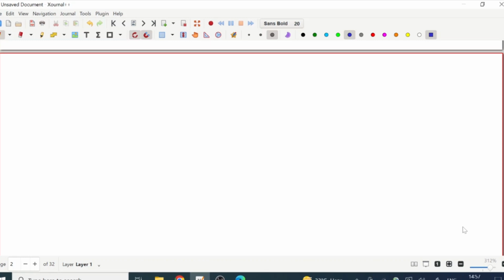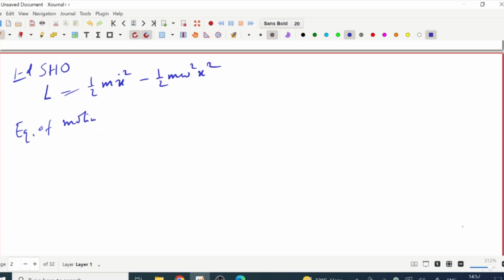For example, if we consider the simple harmonic oscillator, which we have already seen, one dimensional. So, let me write the one dimensional simple harmonic oscillator. The Lagrangian we have seen is half m x dot square minus half m omega square x square. Okay. So, if we find the equation of motion for this system, it will be m x double dot plus m omega square x equal to 0. So, it is 1 degree of freedom, so you will have only one second order differential equation.